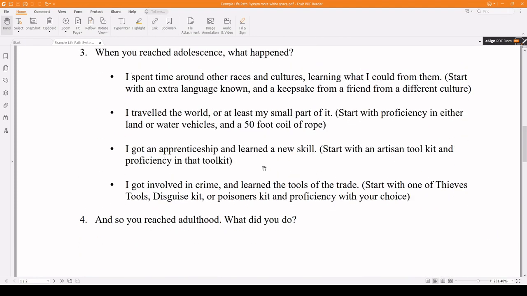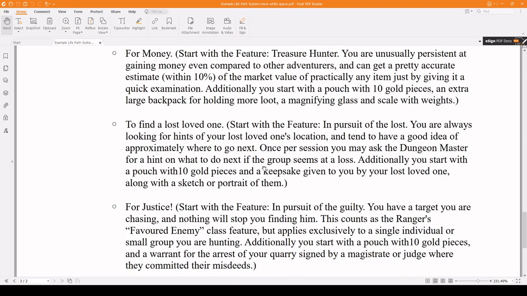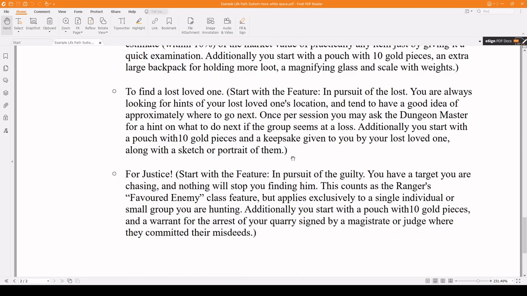Our starting feature is In Pursuit of the Lost, and as you can see, even this very basic life path design allows for a much more personalised story of your background than just grabbing the pre-assigned backgrounds from the player's handbook.